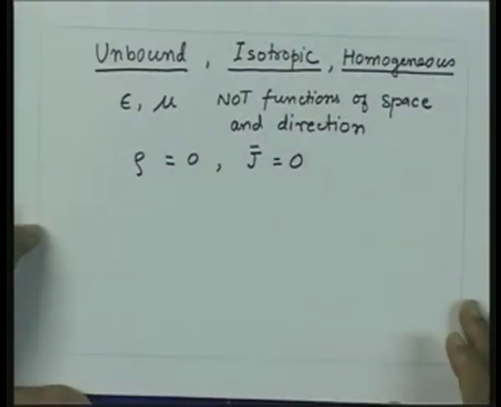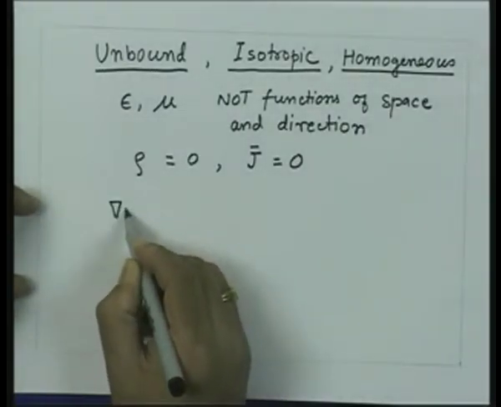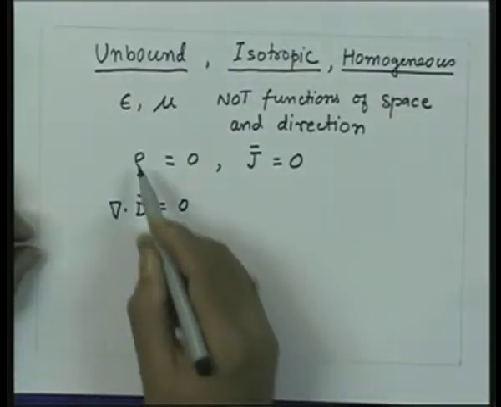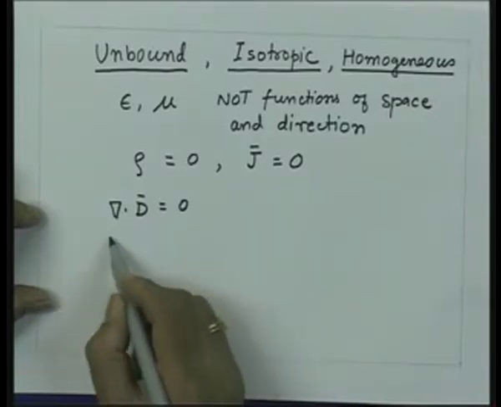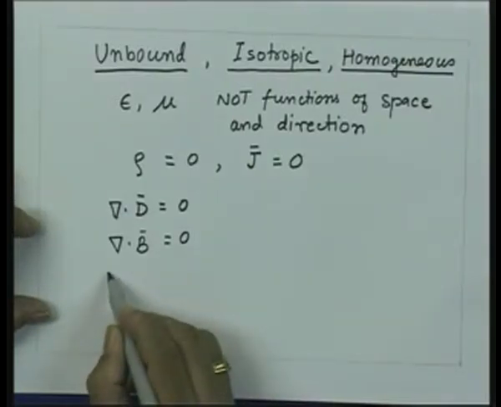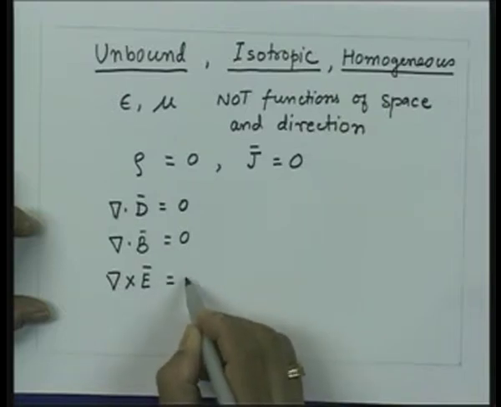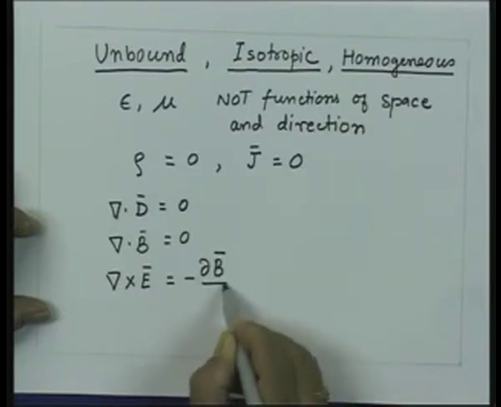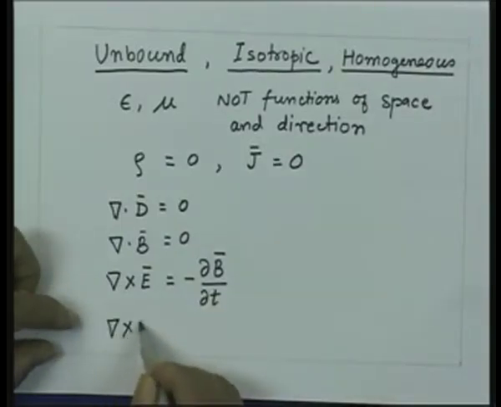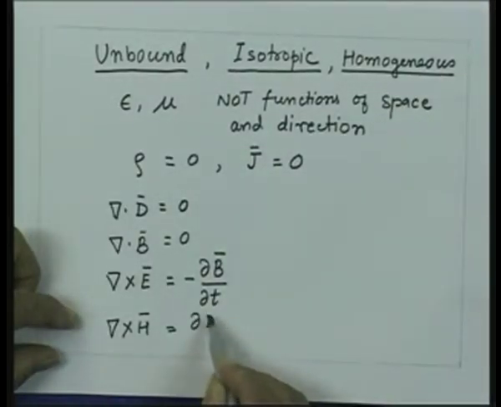Then we can write Maxwell's equations under these constraints. Del dot D is equal to 0 because there are no charges now, so the volume charge density is 0. Del dot B is always 0. Del cross E is minus dB by dt, and del cross H, since J is 0, will be dD by dt.